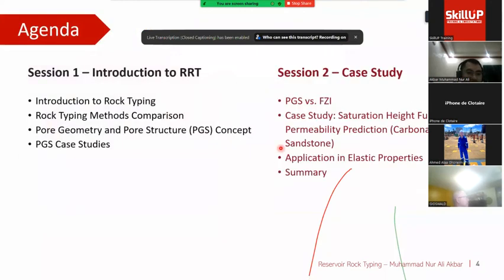For the agenda, I made two sessions. Session 1 is about the introduction of reservoir rock typing, and session 2 is about the case study and the comparison between the rock typing that I want to introduce, the so-called petrophysical and pore structure rock typing, and how it compares with rock typing like pore zone indicator, hydraulic flow units, Lucia, and so on. So let's start.